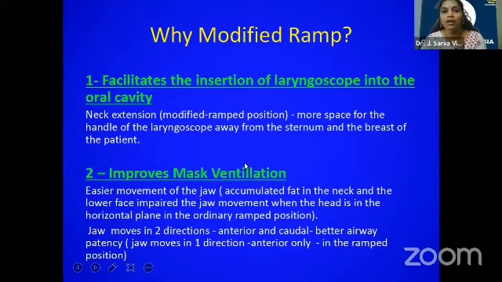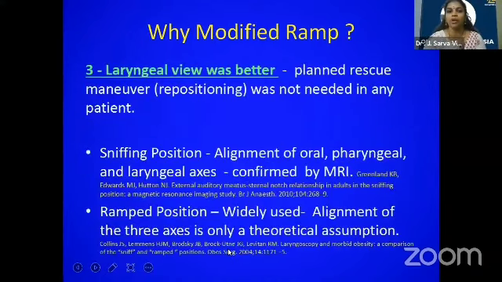The authors argue that it facilitates the insertion of the laryngoscope into the oral cavity because the neck extension offered more space for the handle of the laryngoscope, and it was much away from the breast of the patient. It improved mask ventilation because the extension allowed for easier movement of the jaw. The jaw now moved in two directions, both anterior and caudal, when someone is manually lifting the jaw. It offered better airway patency as compared to the ramp position, wherein the jaw moves only in the anterior direction. And it also offered a better laryngeal view.